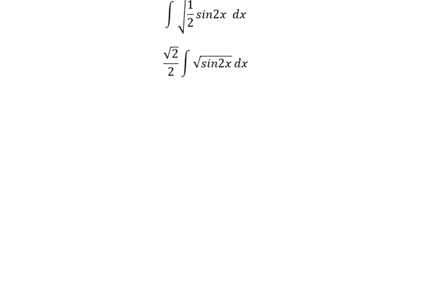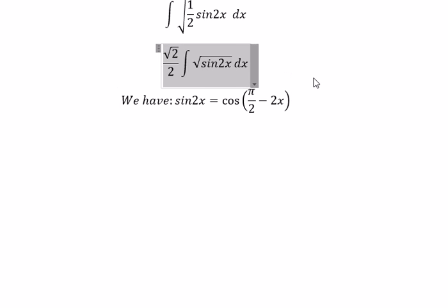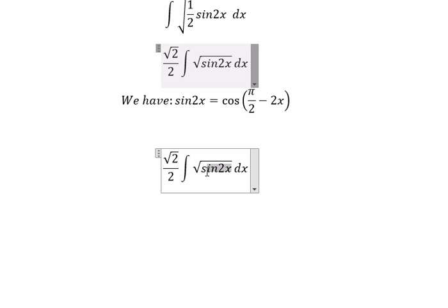Next, we have sin 2x equal to cosine π over 2 minus 2x. We put this one in here.